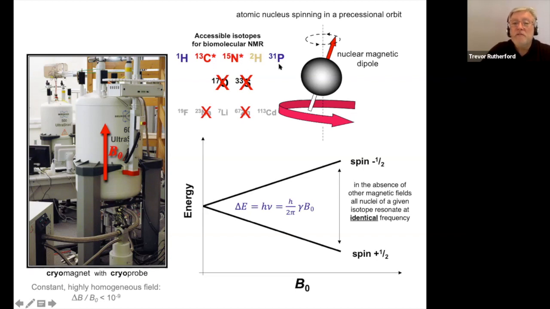So hydrogen and phosphorus are available for free to us. We can also bring other nuclei into play, but they're there at low natural abundance. So if we want to use carbon or nitrogen in our NMR studies, we're going to have to explicitly put those isotopes in. So we bacterially express the proteins in a growth medium that contains 13C glucose and 15N ammonium chloride as the sole source of carbon and nitrogen. And in that way, we can incorporate NMR active isotopes of carbon and nitrogen into the proteins.